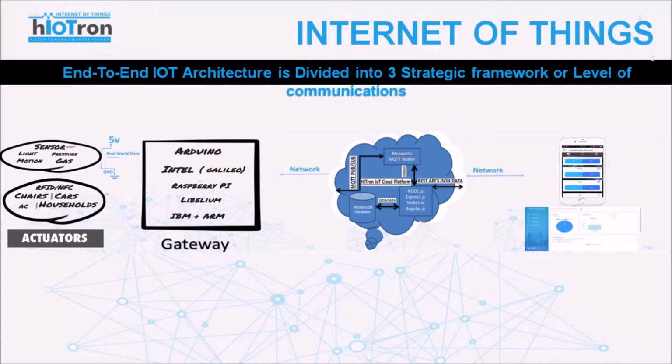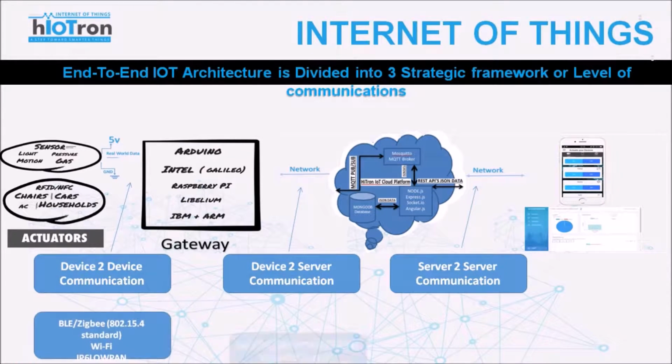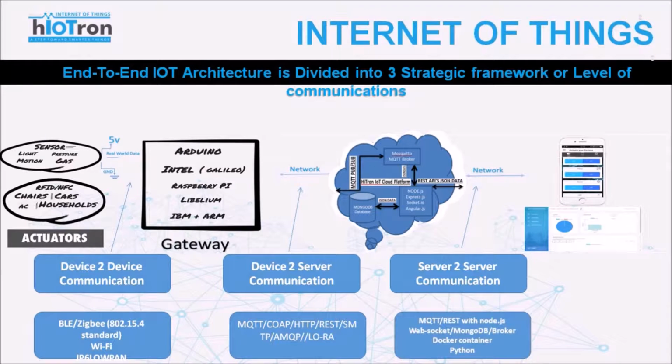So if you take all these three levels of communication and put them together, then you will get end-to-end IoT architecture. In this course, we will learn device to device communications, device to server communication and server to server communication, and all related technologies that are involved in that.